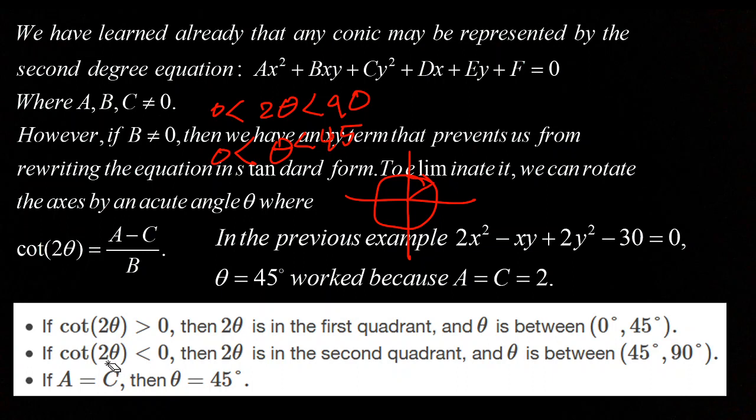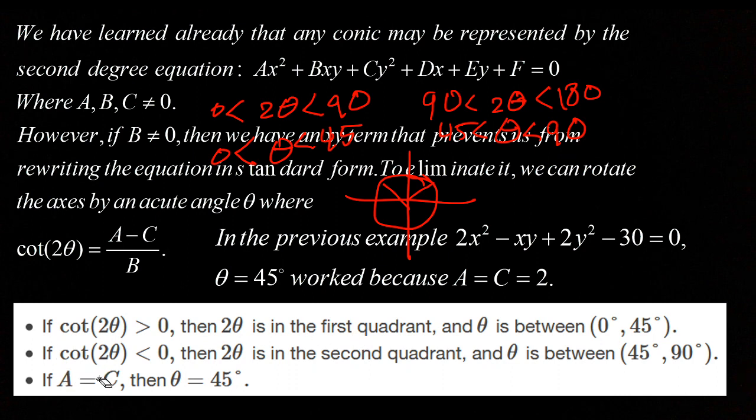So if this number is positive, then theta is between 0 and 45. If the cotangent is negative, that means the angle has to be in the second quadrant. That means 2 theta has to be between 90 and 180. And if you divide by 2, you get theta is between 45 and 90. And that's what you get.